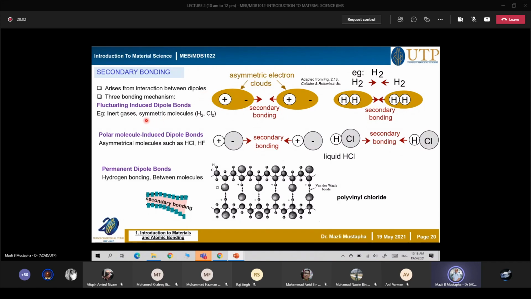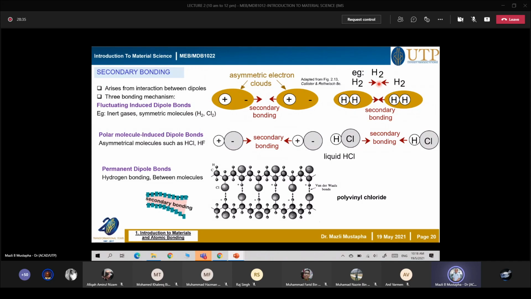The first one is the fluctuating induced dipole bonds. We have similar elements, and then they attract each other. So basically, the fluctuating induced dipole bonds exist within the inert gases and the symmetric molecules. Examples are hydrogen gas, fluorine gas, and chlorine gas.